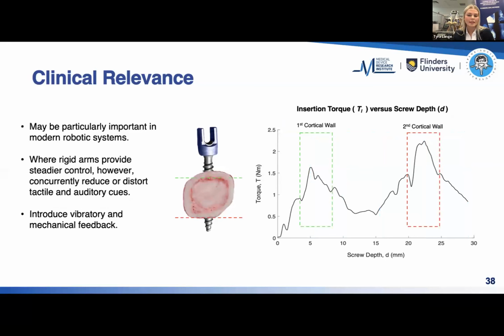So this may be particularly important in modern robotic systems where the rigid arms provide steadier control. However, they can currently reduce or distort these tactile and auditory cues as they introduce additional vibratory and mechanical feedback.